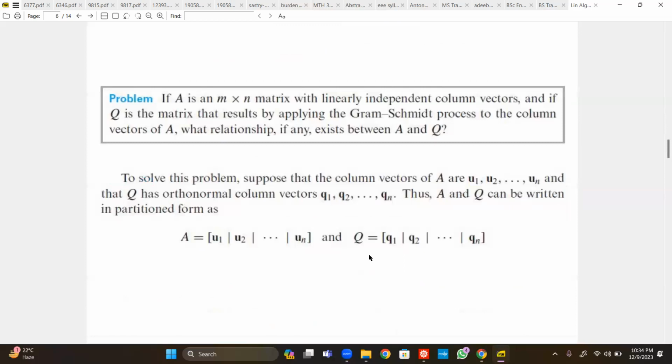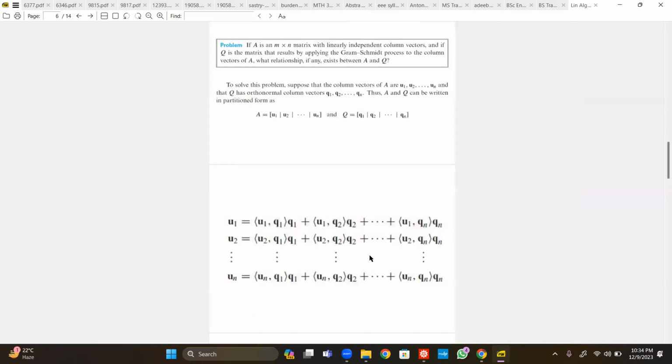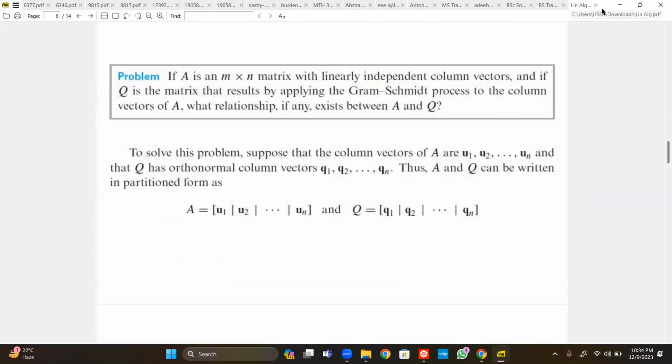The next topic I'm going to cover is called QR decomposition. Now, here is an interesting thought written in the form of a problem. Say, for example, you have an m by n matrix, and all the column vectors are guaranteed to be linearly independent. You consider those column vectors to be UI, and you apply the Gram-Schmidt process to get the VI's.